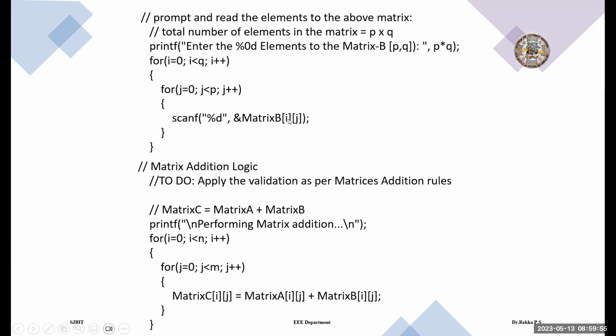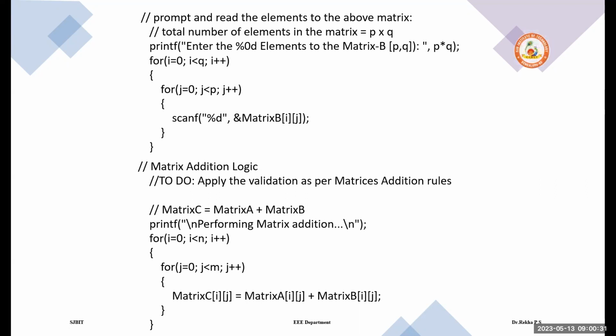Here, for matrix B, the values whatever the user enters, one after the other, will be read into the matrix B. So I is 0, J is 0 initially. So matrix B, 0, 0. Next, 0, 1, 0, 2. Like this, the inner for loop will be executed. Once the inner for loop fails, the outer for loop will be executed. While going like this, I will be incremented to 1.